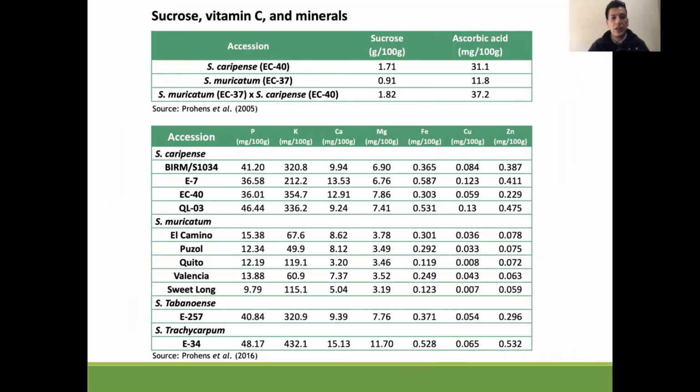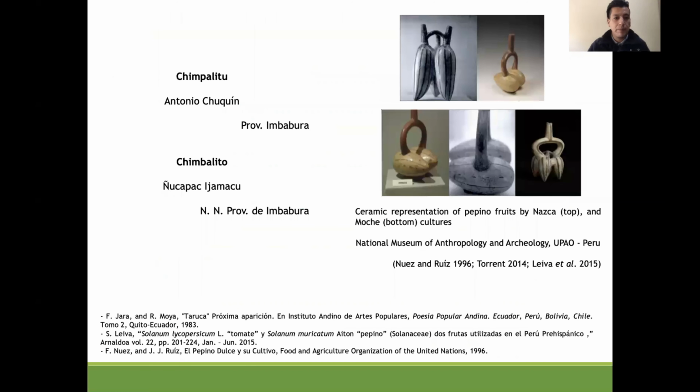Sucrose, vitamin C, and minerals are higher in Solanum caripense, for many of these compounds, compared to modern varieties of Solanum muricatum and other related wild species. These compounds are important for its high nutritional value for human health.